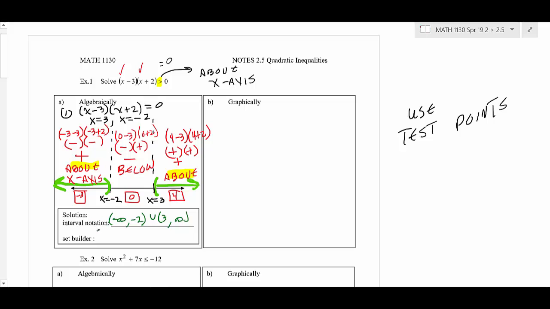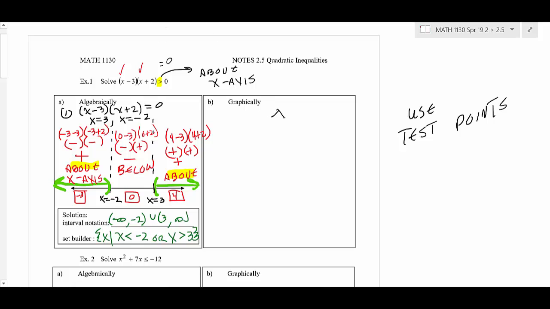In set builder notation, you say the set of x such that x is less than -2 or x is greater than 3. Now, you can do these problems graphically, but you want to be able to do this both ways. Does that make sense what I'm doing? I'm doing test points just to analyze if the y's are positive or negative. And when we do the graph, I think that'll help you understand this a little bit better.